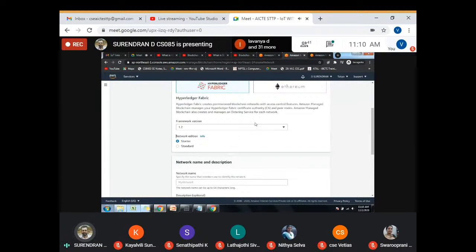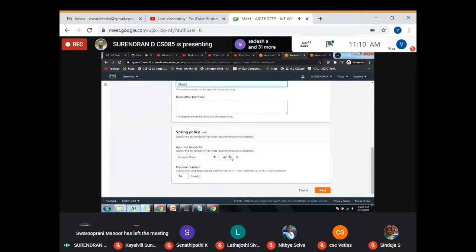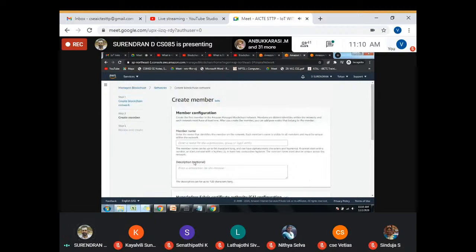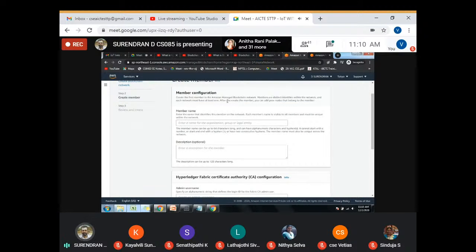Now I'll take the version 1.4 and say standard, and the network name is Block 1. Description, and the voting policy is just greater than 60%, and then hours is 25, and just go to next. Then it asks for the member. The first step is you created the network, then you need to create the member. So create the first member in the blockchain.